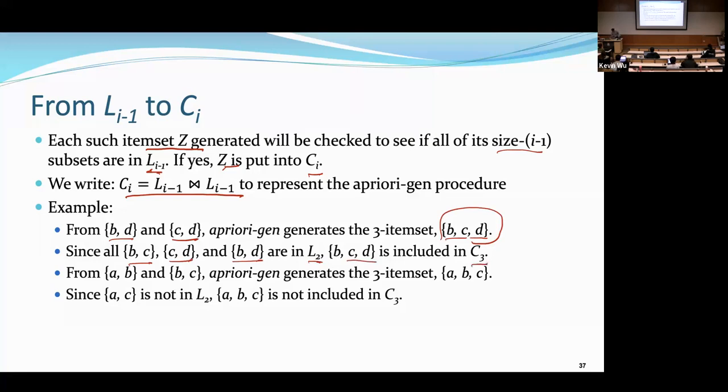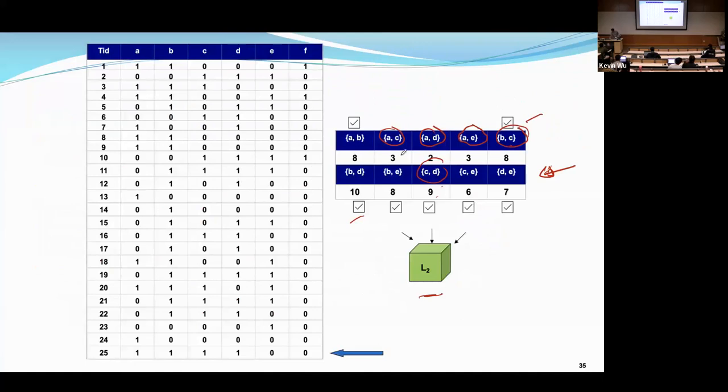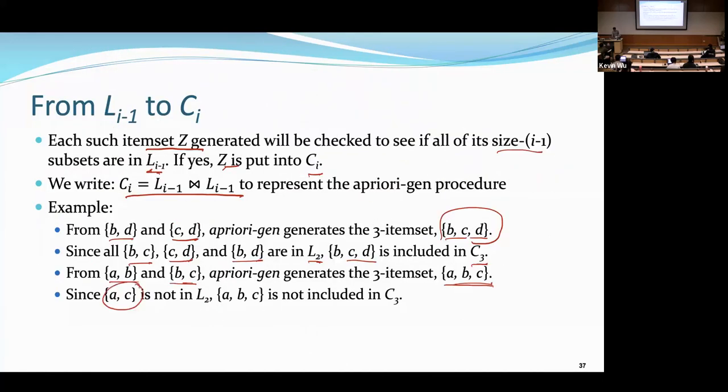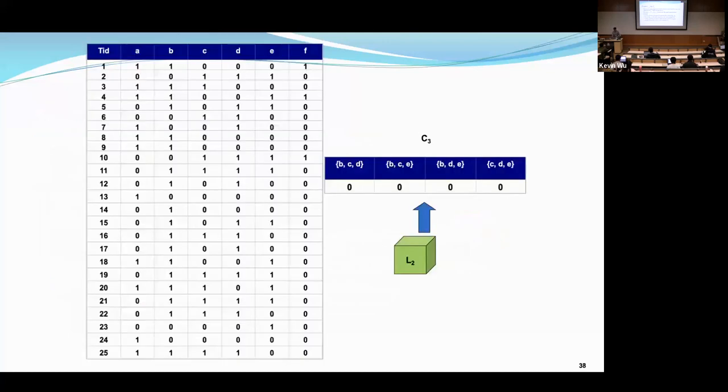As another example, let us consider AB and BC. Both of them are from L2 as well. So we can consider joining them. If we join them, we get ABC as a 3-item set. But before we put it into C3, we have to check whether all of its subsets are frequent or not. Well, that's not the case for ABC because the subset AC is not in L2. If you look at this, AC is infrequent. And therefore, if AC is infrequent, ABC cannot be frequent either. And therefore, ABC is not put into the candidate set C3. So we do not need to count the support of ABC in the next round, all right?